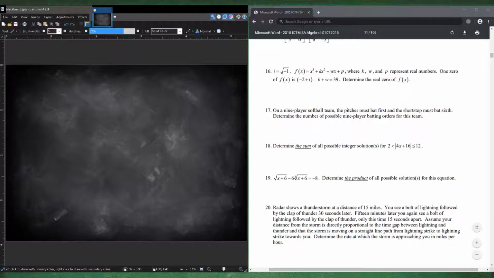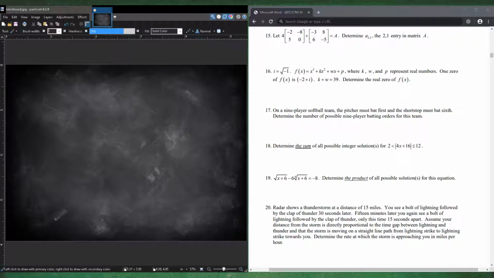Number 17. On our 9-player softball team, the pitcher must bat first. So there's 9: 1, 2, 3, 4, 5, 6, 7, 8, 9. So the pitcher must bat first. So this is the pitcher. And the shortstop must bat 6th. So 1, 2, 3, 4, 5, 6. So this is your shortstop. Determine the number of possible 9-player batting orderings for the team.